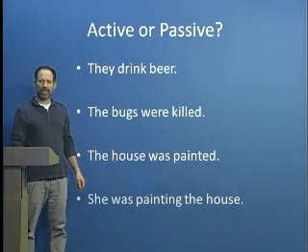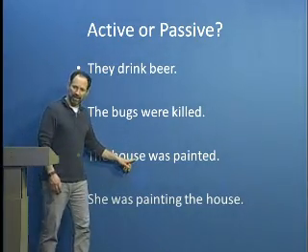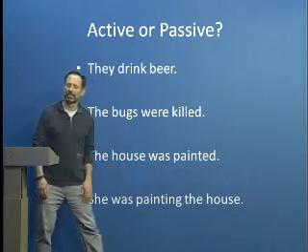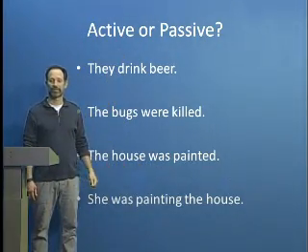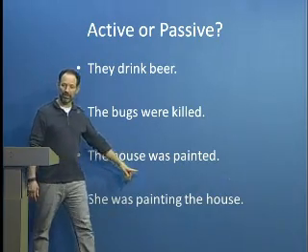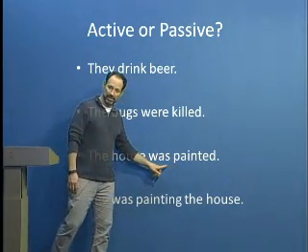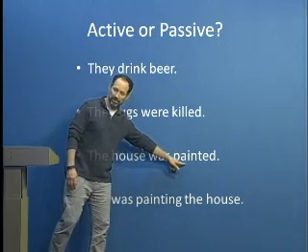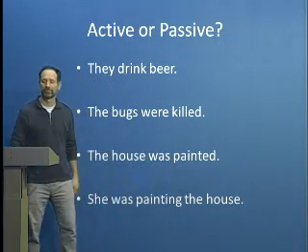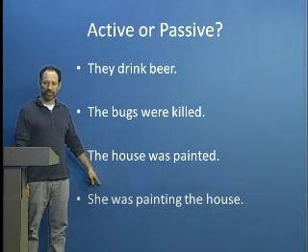The house was painted. Is the house doing the action of painting? No. That makes it a passive sentence. I can also look at the verb. I have was painted. I have was, the form of the verb be, and the past participle, or the V3.